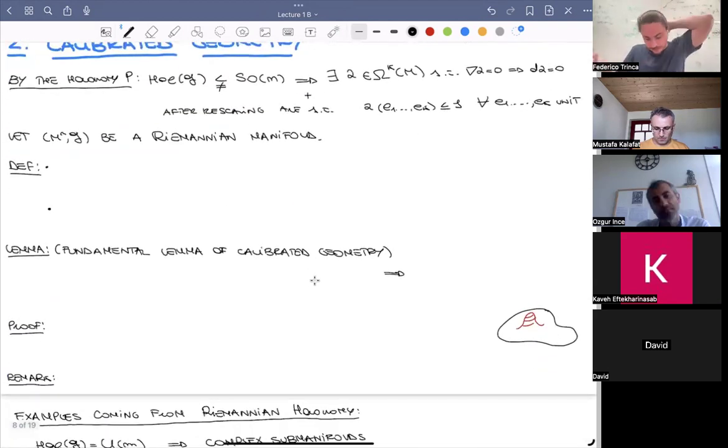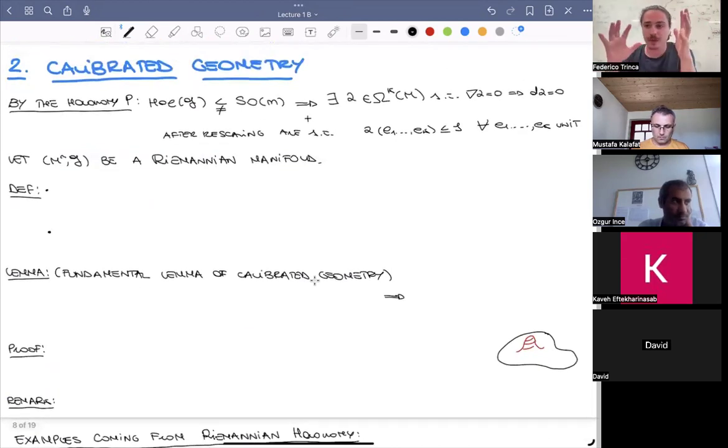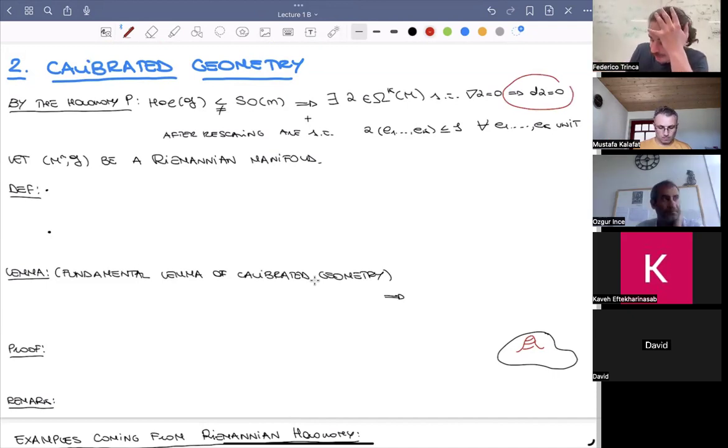So let's move on to calibrated geometry. We have just seen, using the holonomy principle, that if my holonomy group is strictly contained in SO(n), then I can find constant tensors, and in particular constant k-forms. These constant k-forms are then going to be closed in particular. And after rescaling, I can choose them so that their comass is less than or equal to 1, which is this condition here.